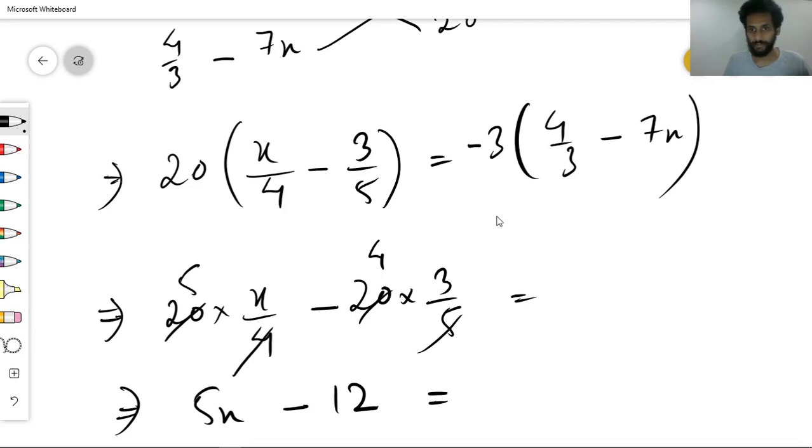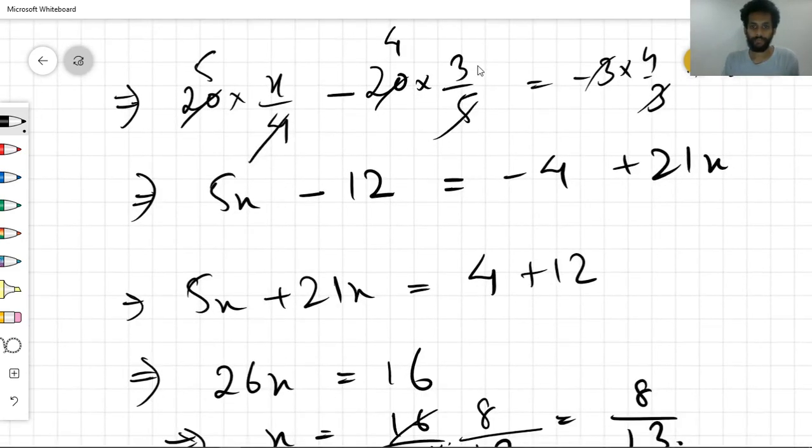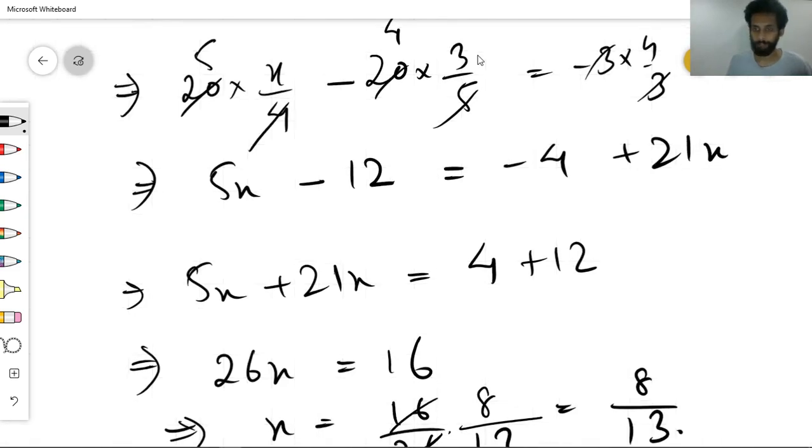A minus is there, so when I open it, it will be minus 3 into 4 by 3, and this minus and minus will be plus 3 into 7x. So this one will be minus 4 and this one will be plus 21x. So now this is my plus here.